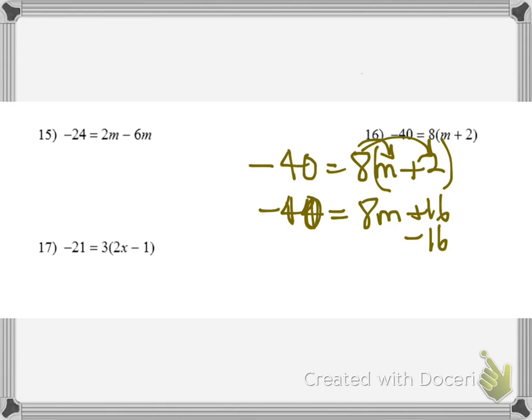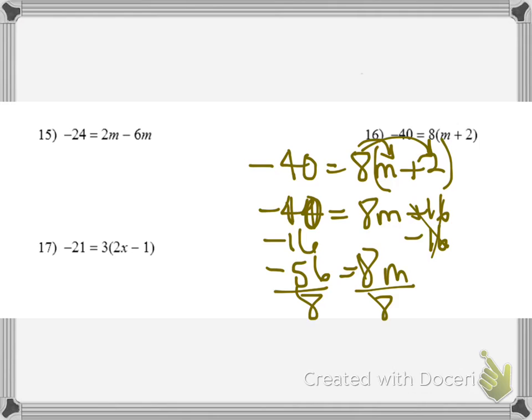I'm going to do negative 16 on both sides. This goes away. And 8m will be equal to negative 56. Now that looks a little better. Divide both sides by 8. That goes away. M is equal to negative 7. Because a negative 56 divided by a positive 8 is negative 7.